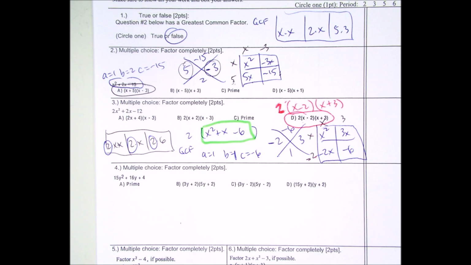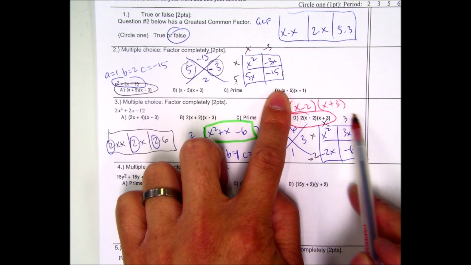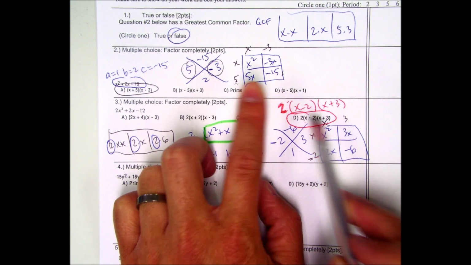Okay, I could have made the problem more difficult by putting x minus 2, x plus 3 as one of your multiple choice answers. Don't forget that too.